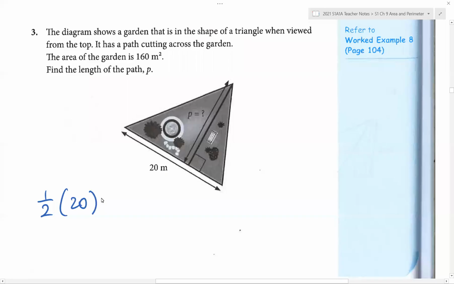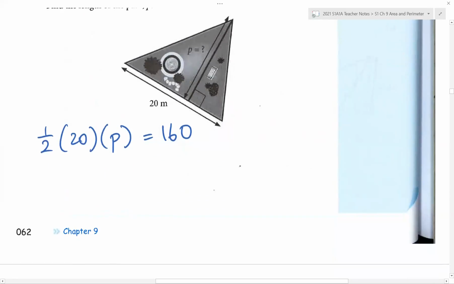20, which is the base, times P equals 160. Okay, please carry on by yourself from here. What should you do to find the value of P? How to do this?